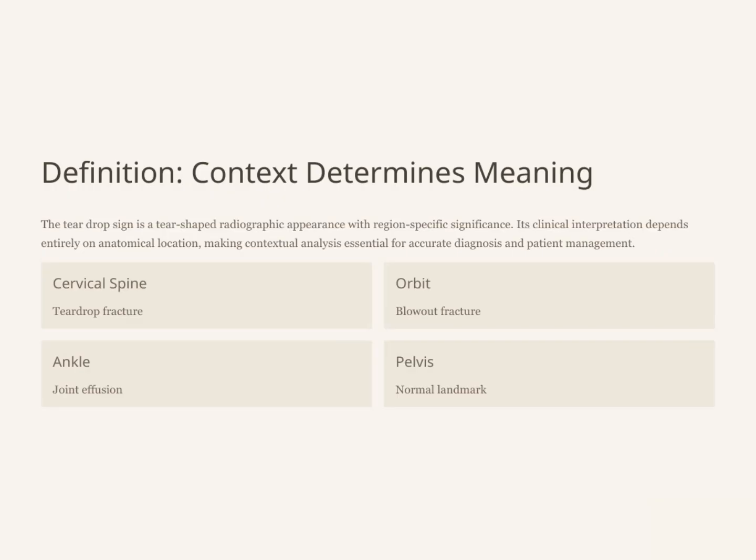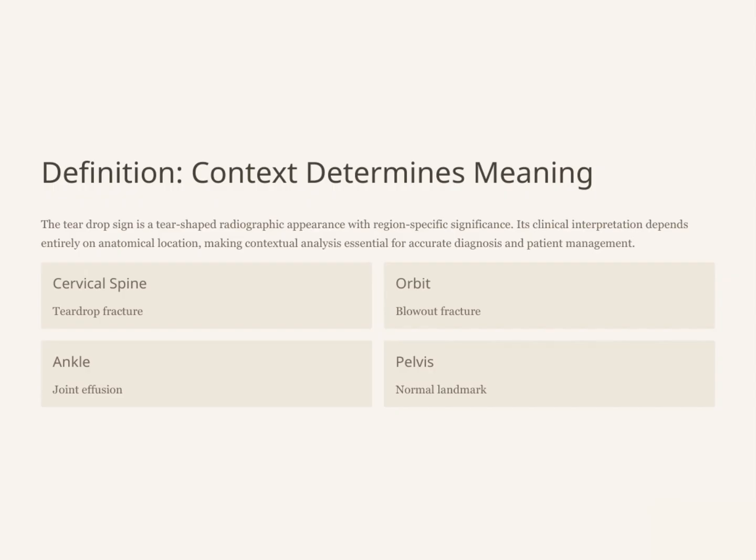Let's take a closer look at the concept that context determines meaning. When we see the teardrop sign on a radiograph, it's important to remember that its significance depends heavily on where it appears. The teardrop shape itself is a radiographic appearance that can be seen in different regions, but its clinical meaning varies with each location.